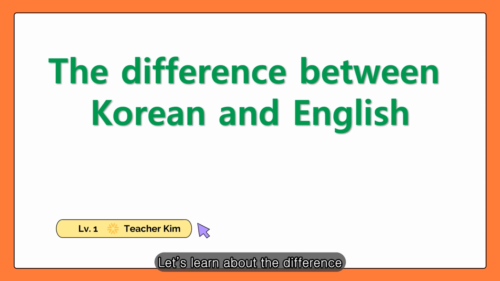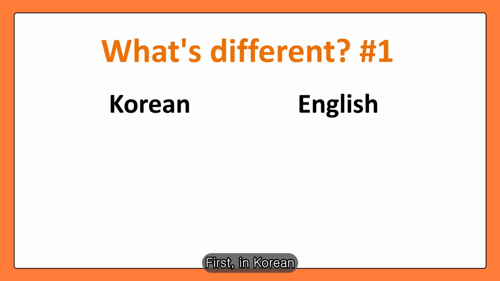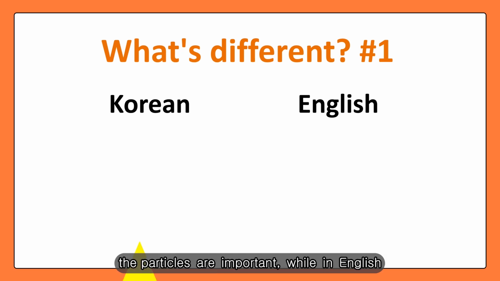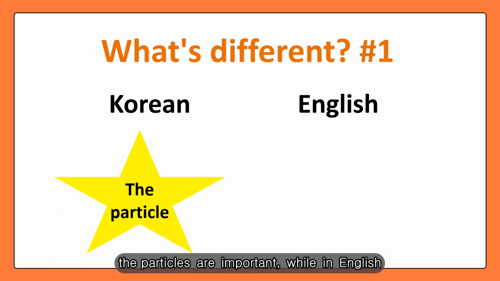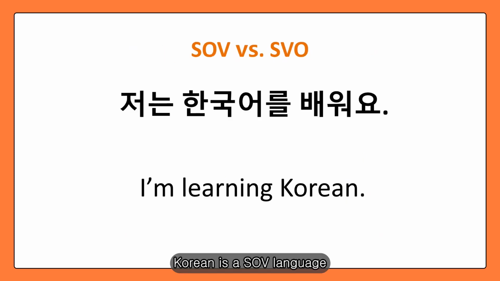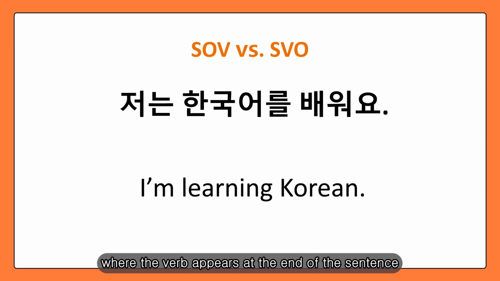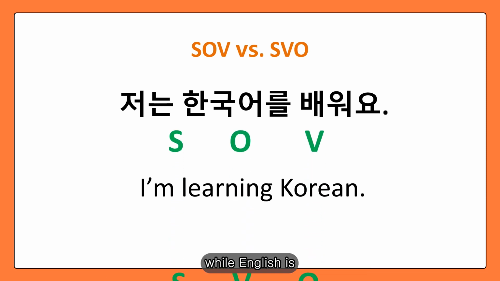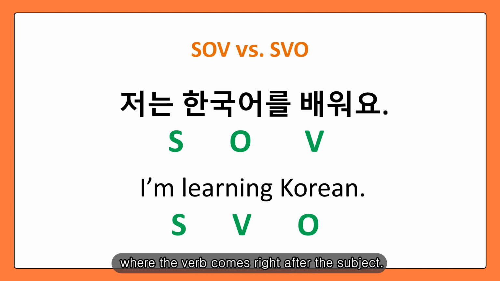Today, let's learn about the difference between Korean and English. First, in Korean, the particles are important, while in English, the word order is important. Korean is an S-O-V language where the verb appears at the end of the sentence, while English is an SVO language where the verb comes right after the subject.